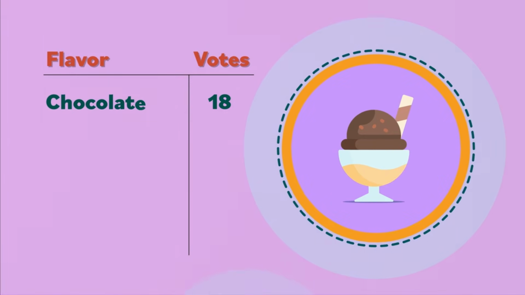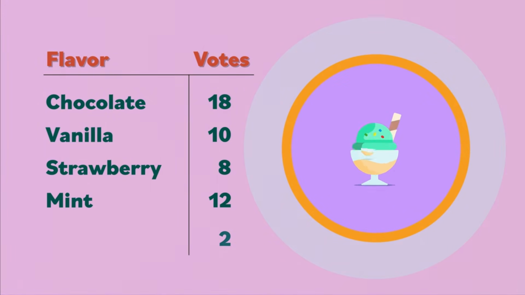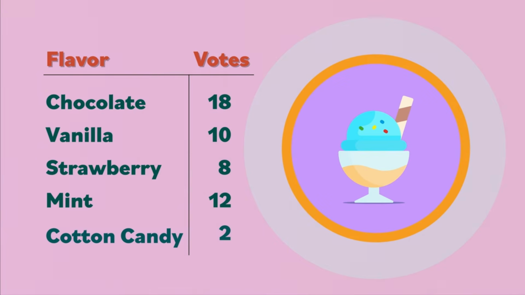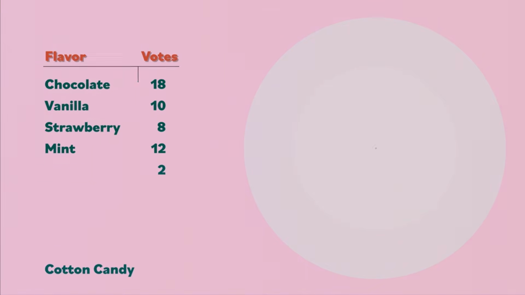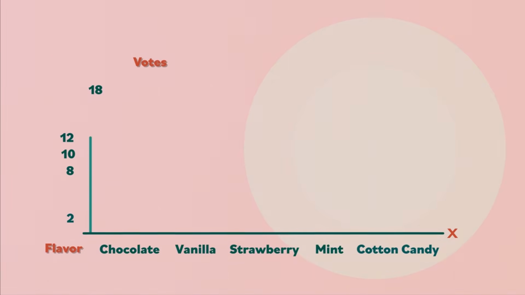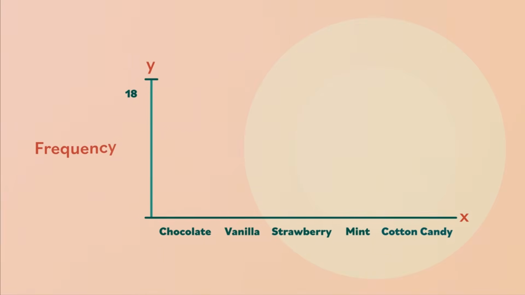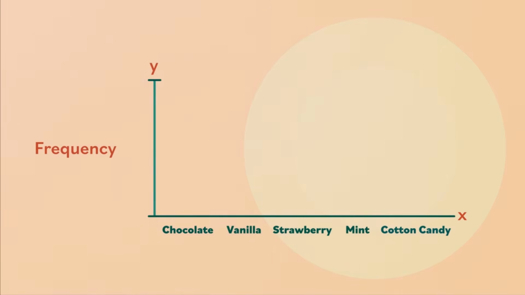18 people voted for chocolate, 10 for vanilla, 8 for strawberry, 12 for mint, and 2 for cotton candy. To make a bar graph, she lists each of the flavors on the x-axis, and on the y-axis, the number of people who voted for each one. Since the largest number is 18, she uses increments of 2 on the y-axis, 2, 4, 6, 8, 10, until she reaches 20. The key to choosing the increments on the y-axis is to consider the highest frequency.